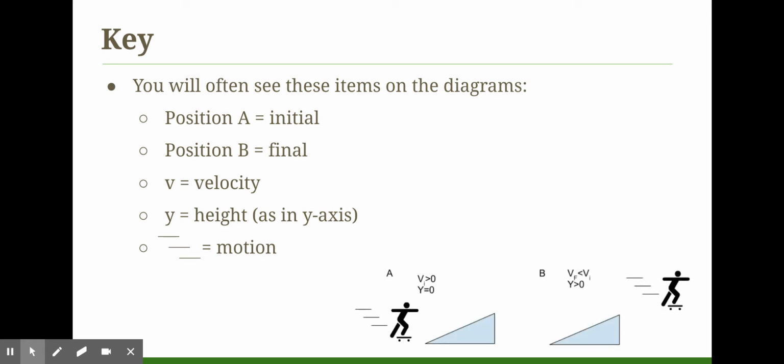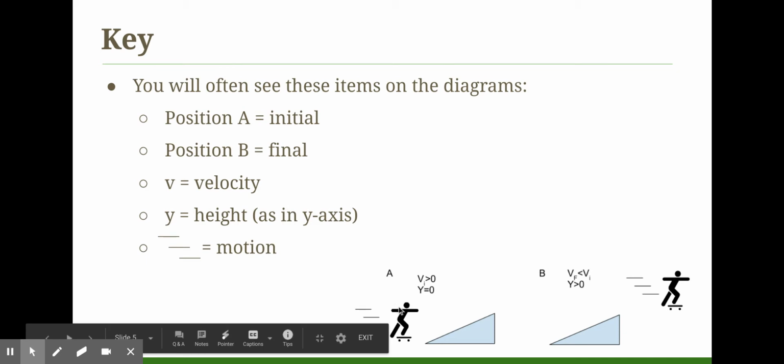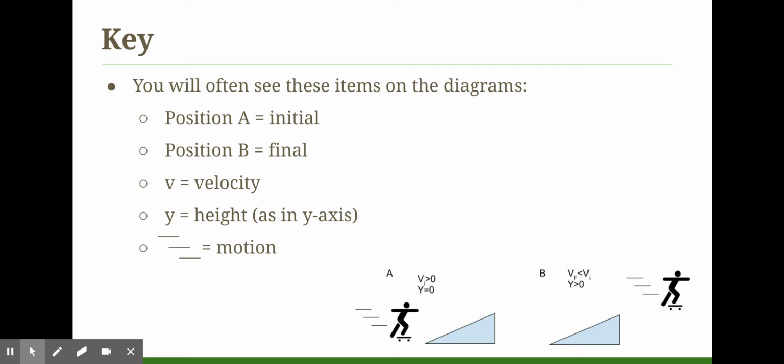Here, if we look at this example, our skateboarder down here is moving because he has the lines behind him. y equals 0, that means his height is 0. vi, the initial velocity, is greater than 0, so he's moving. If we look at vf, the velocity is less than the initial velocity, so he's still moving, and y is greater than 0, so he's off the ground. So you can use the picture. We'll often write something next to it so you can also read the description.